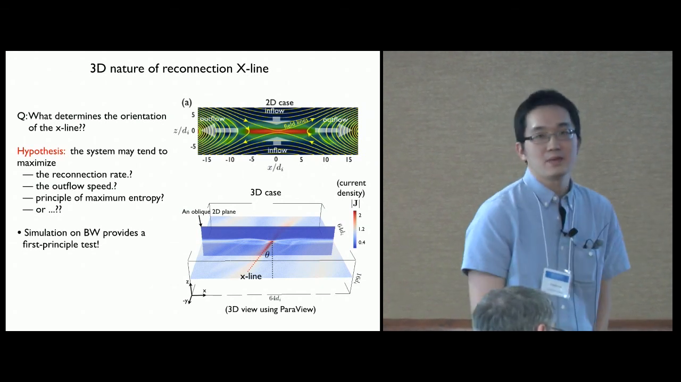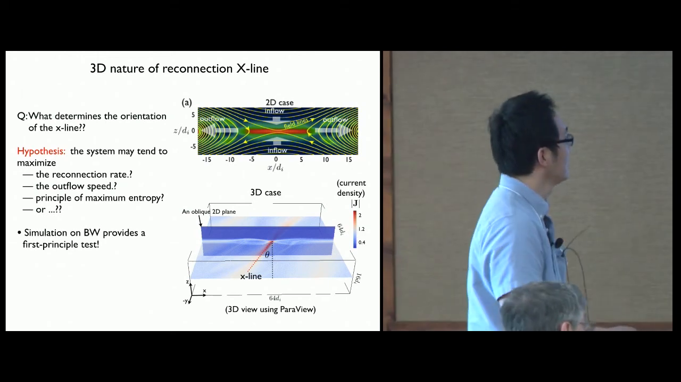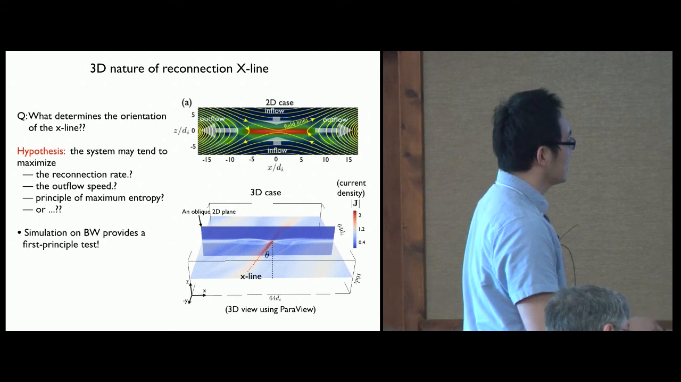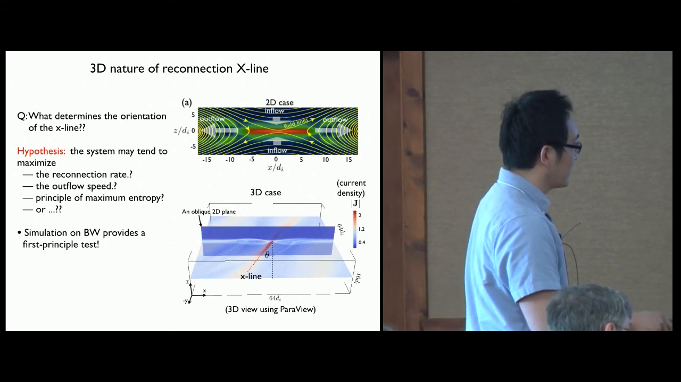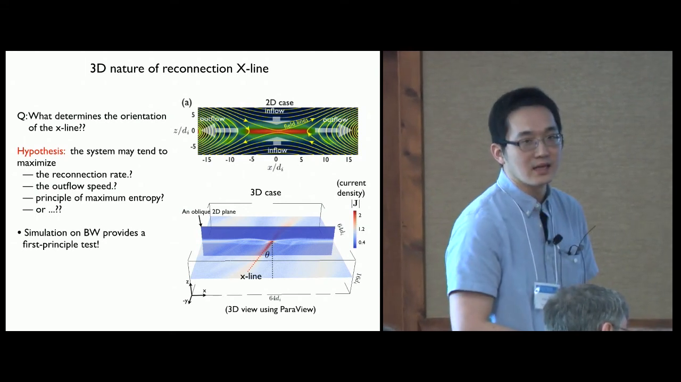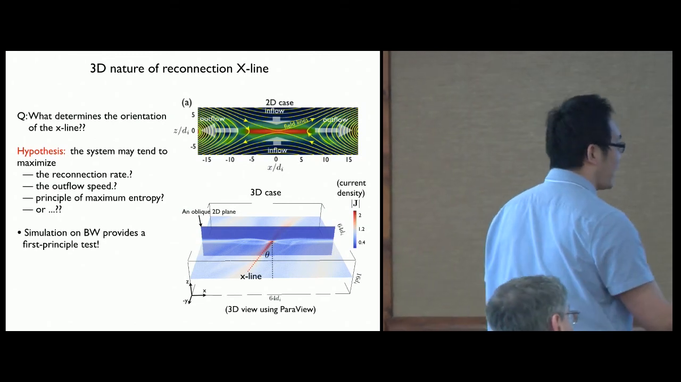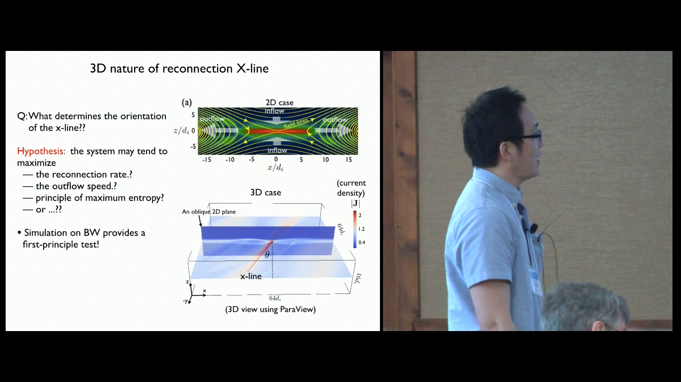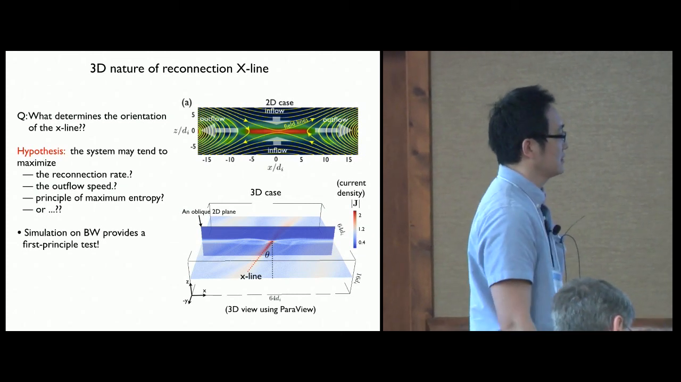It's always out of this 2D plane. However, in 3D, it can be different. For example, here is our original 2D reconnection plane. Now we extend to 3D. Actually, the X line forms at some angle, it's oblique now. It's not really out of this plane, it's not a well-defined plane now. And what I want to study is a non-trivial question.